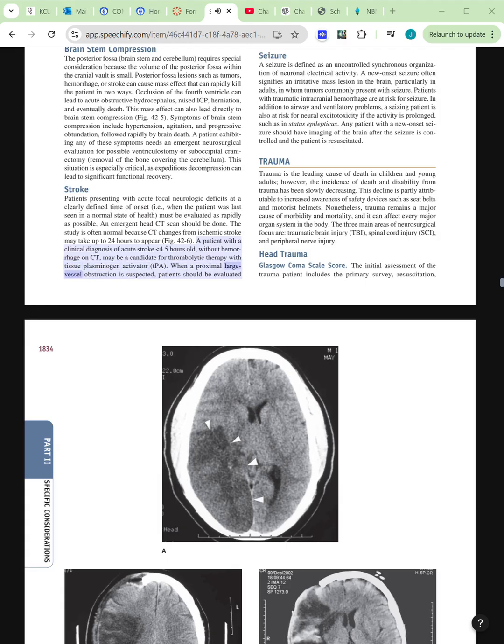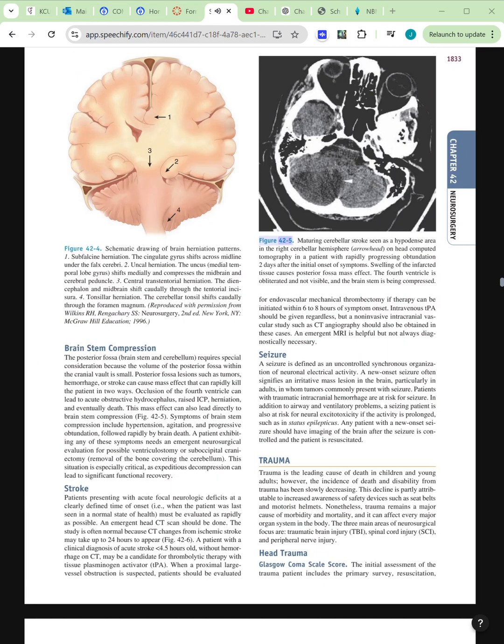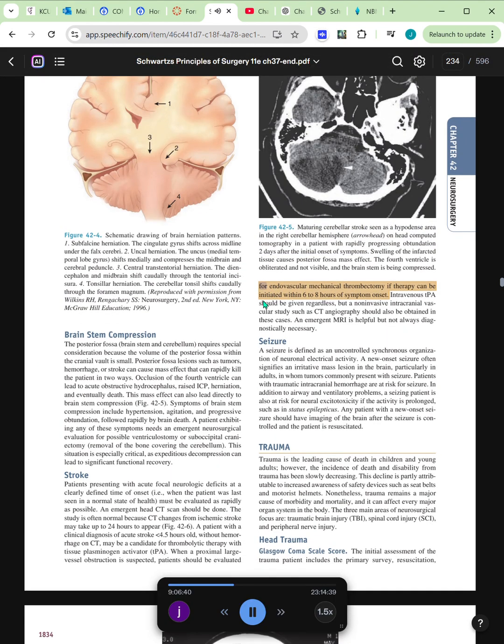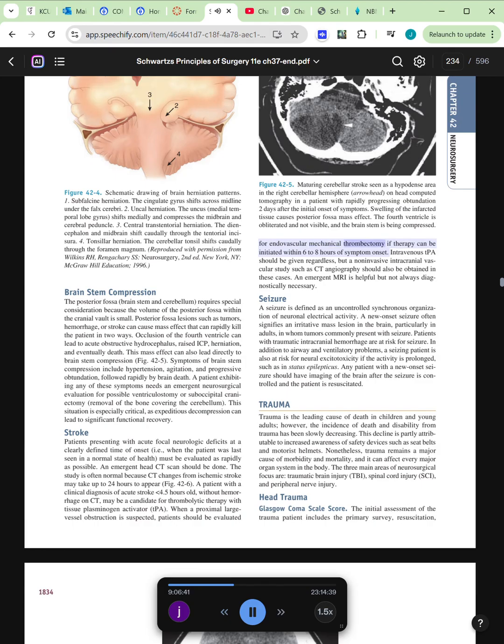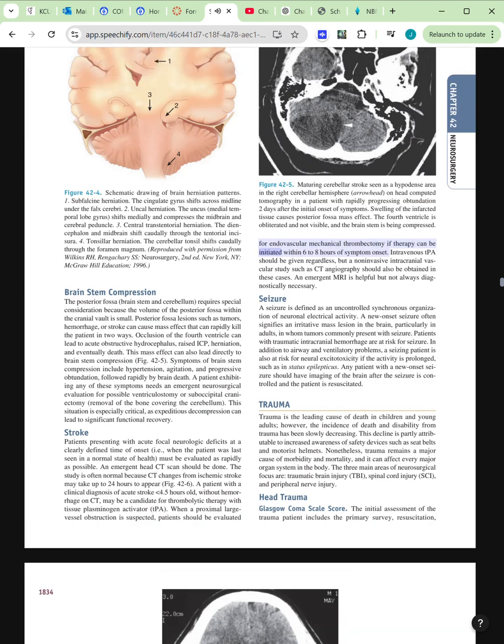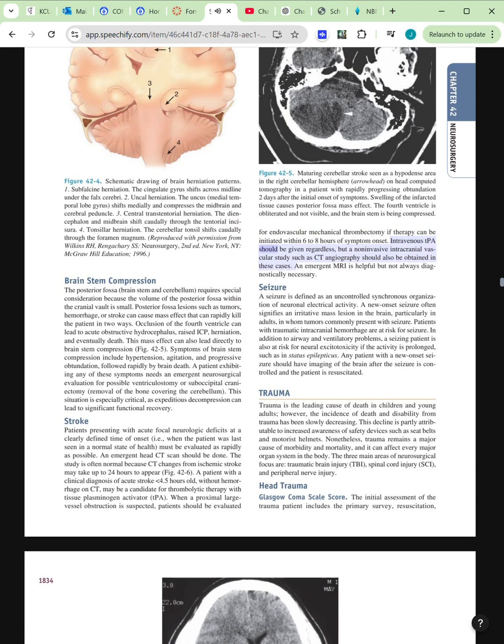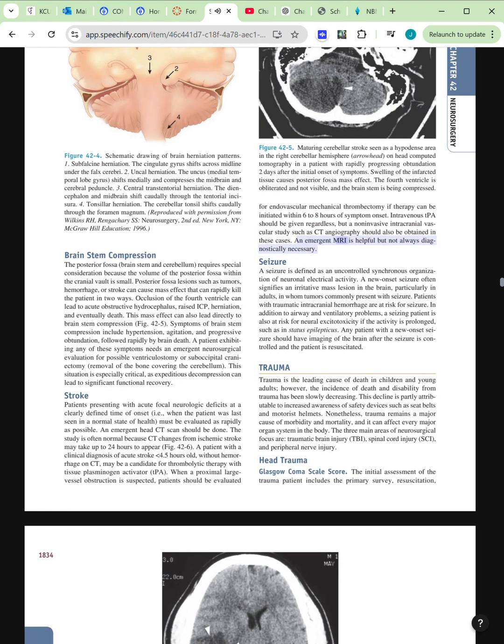When a proximal large vessel obstruction is suspected, patients should be evaluated for endovascular mechanical thrombectomy (Figure 42-5, including cerebellar strokes). If therapy can be initiated within 6 to 8 hours of symptom onset, intravenous tPA should be given regardless, but a non-invasive intracranial vascular study, such as CT angiography, should also be obtained in these cases. An emergent MRI is helpful, but not always diagnostically necessary.